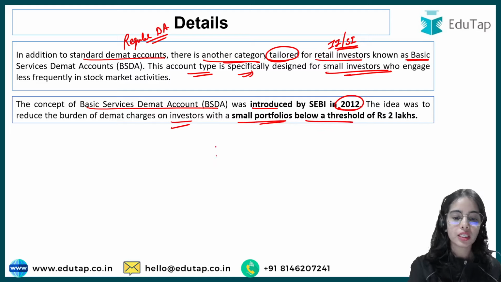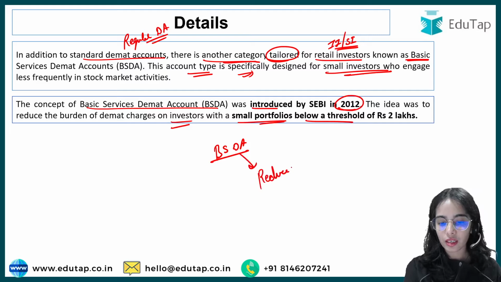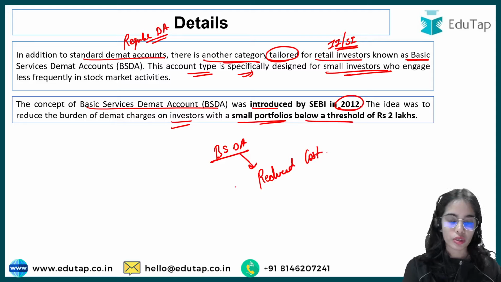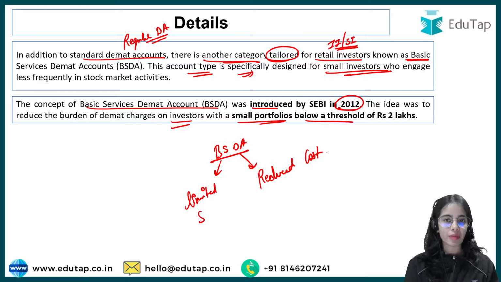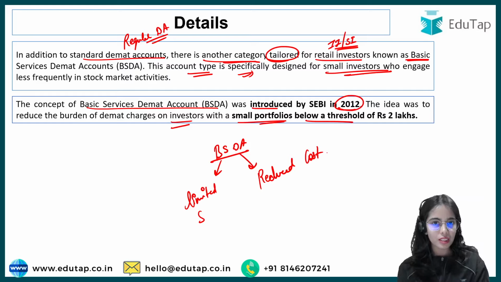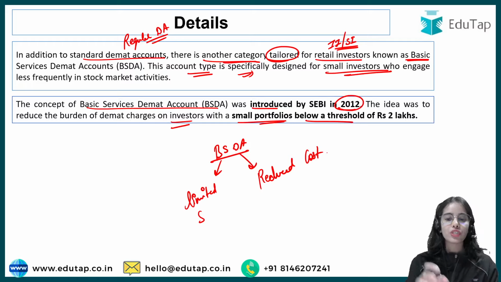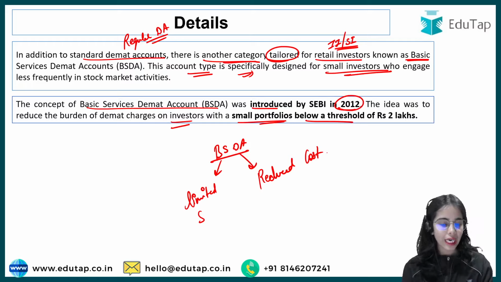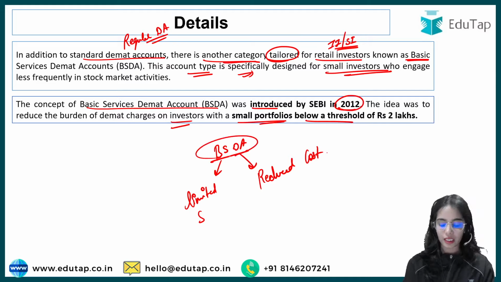So simply, the basic services demat accounts are the demat accounts that are at a reduced cost and provide limited services. So these basic services demat accounts provide you limited services, but they have very less cost also. So we will understand what is the eligibility criteria for the BSDA and what are the benefits that you are getting under the BSDA.